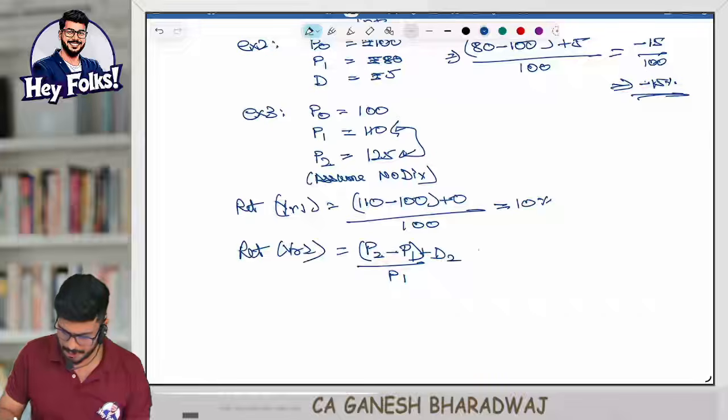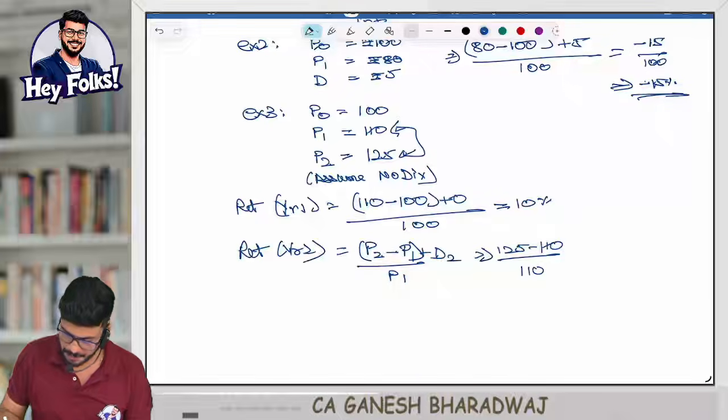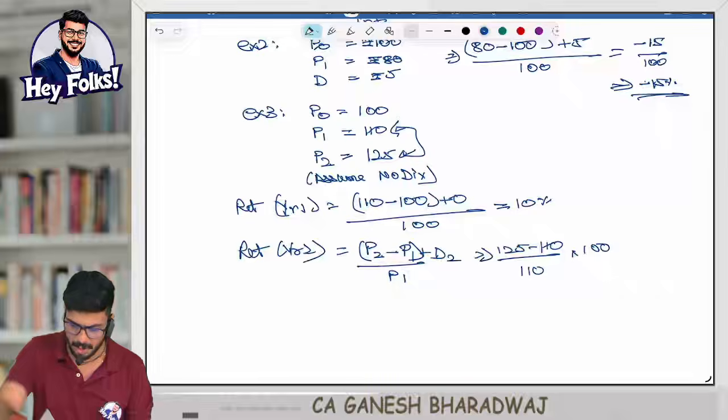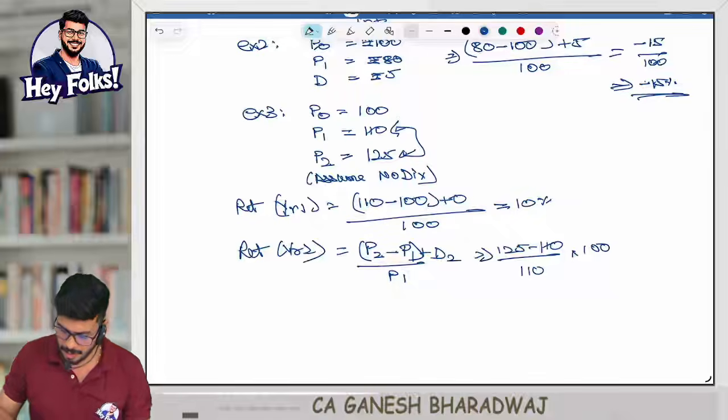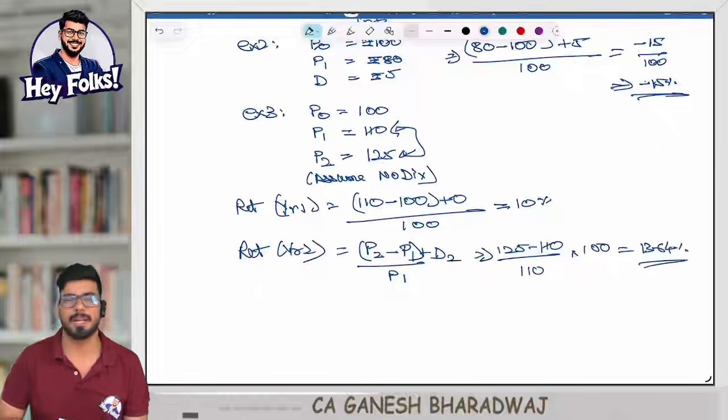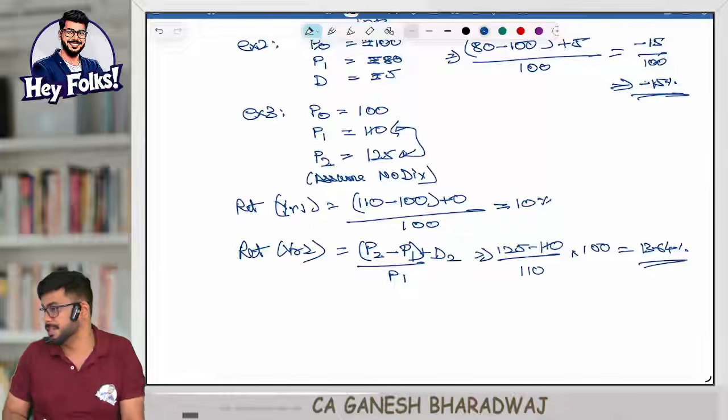So in this case, it's going to be 125 minus 110 upon 110, yes, into 100. So whatever it is, come on, quickly tell me the calculation. So it's coming out to 13.64 percentage. Right? Are you all able to understand this? Any issues, guys?